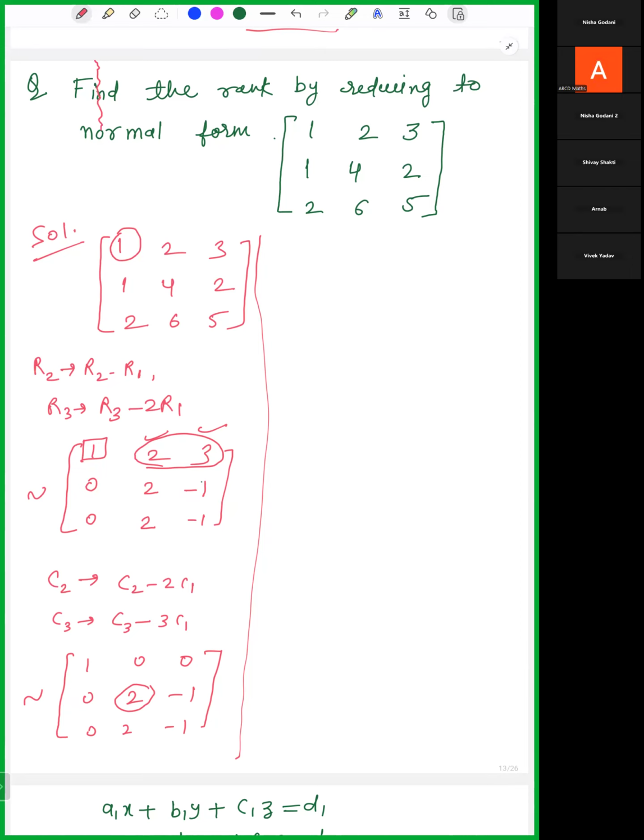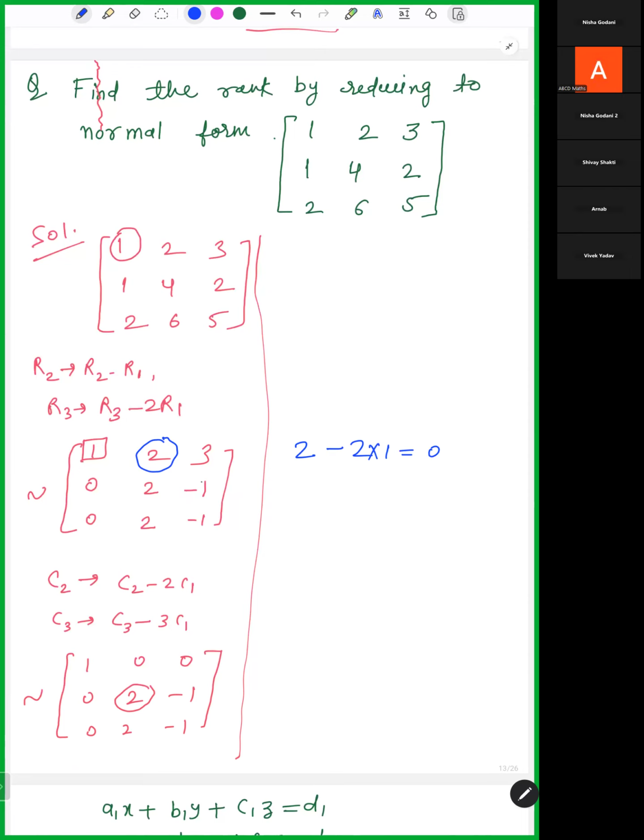Column 2 minus 2C1. How does it give 0 in row 1? Achha, you are asking about this. C2 minus 2C1, how is it giving 0? See, what do you have here? You have 2 here, in C2, 2, and minus 2C1. So 2 times 1 is 2, so 2 minus 2 is 0.